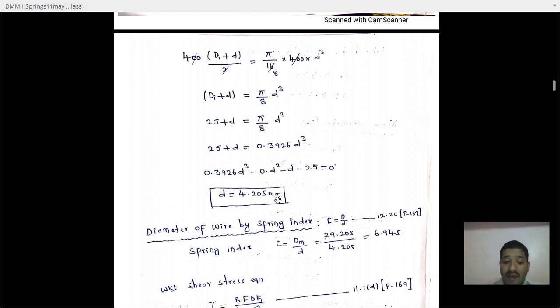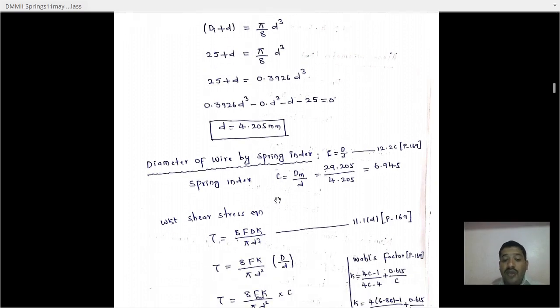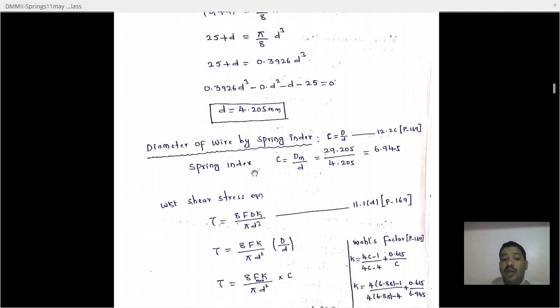After getting the value of d, we again need to find the value of the spring index, which is the mean diameter by the wire diameter. What is the formula of the spring index? C is equal to capital D by small d, where capital D indicates the mean diameter. You have to refer to page number 169, equation 12.26, from the design data handbook by Mahadevan.